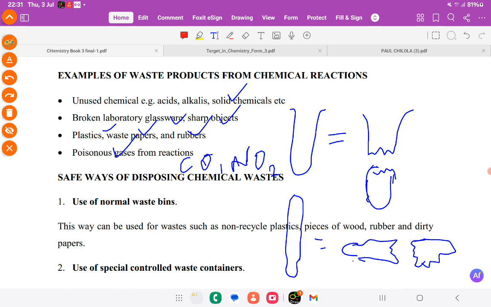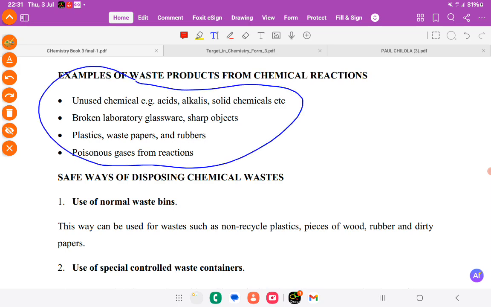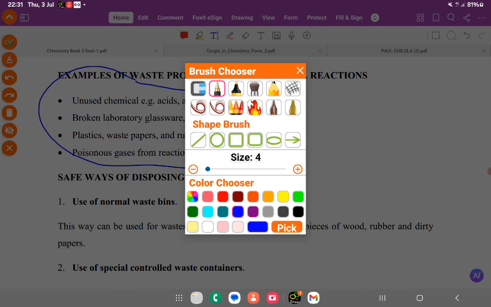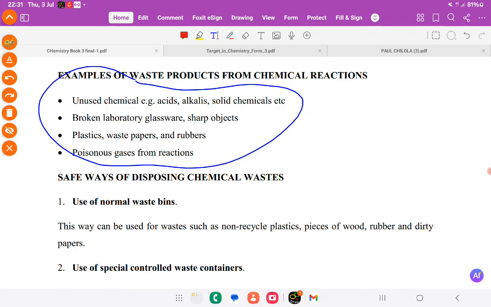They may ask you to state any 2 examples of waste in the laboratory in a chemical reaction. Okay, so you mention these things. That's very, very important. So if a product qualifies to be any of these, there is need to devise means and ways of disposing them.